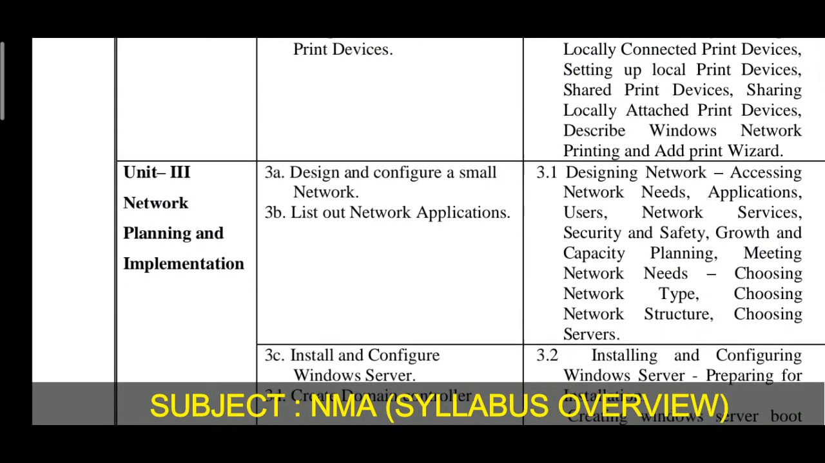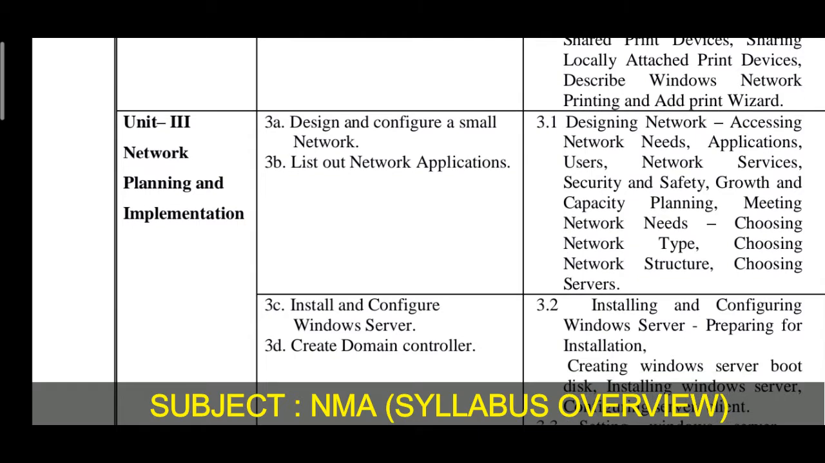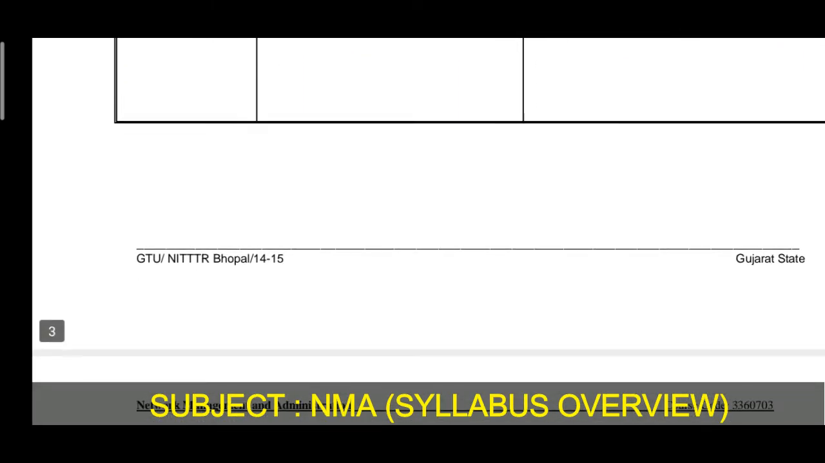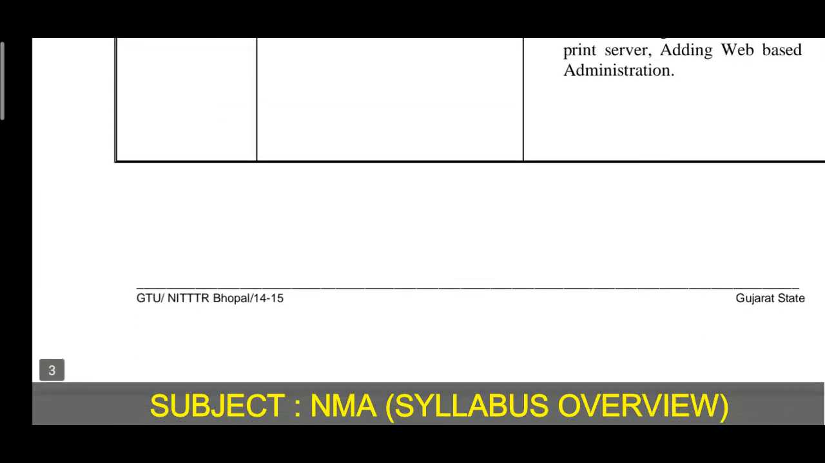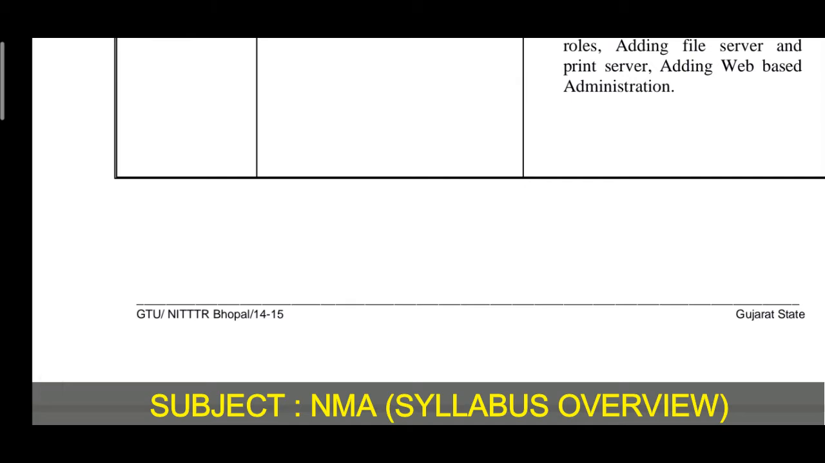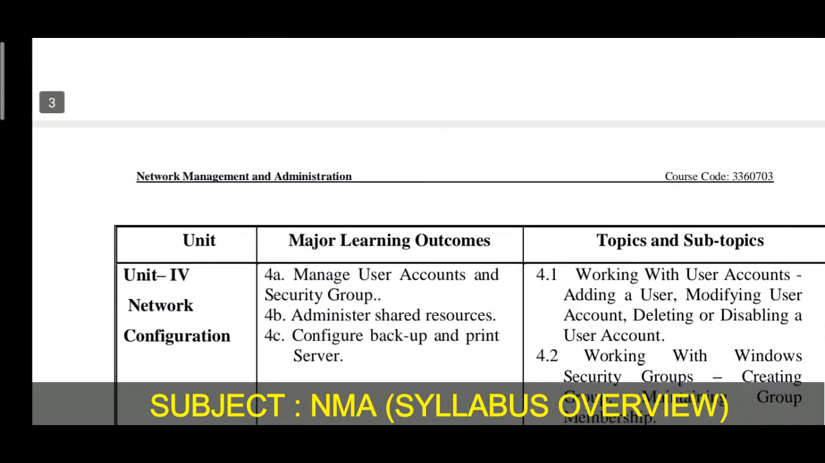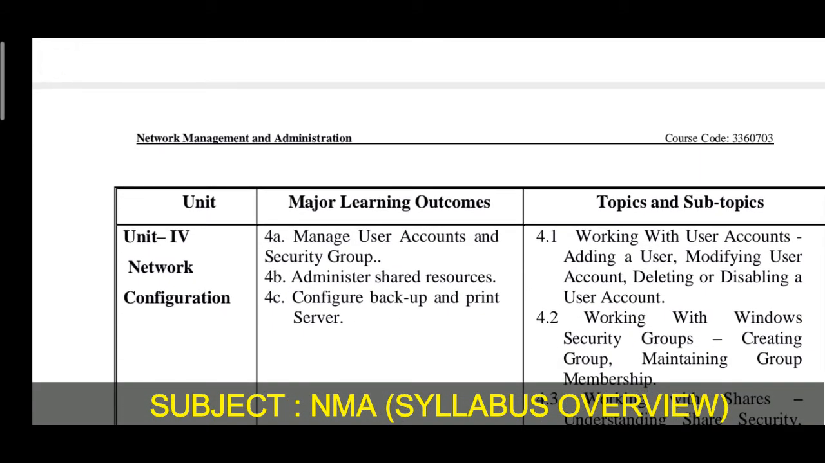Design and configure a small network, list out network applications, then install and configure Windows Server, then create a domain controller. Then next, also included in chapter number 3 is printing devices administration with the WINS role. And then next, chapter number 4 is considered network configuration.